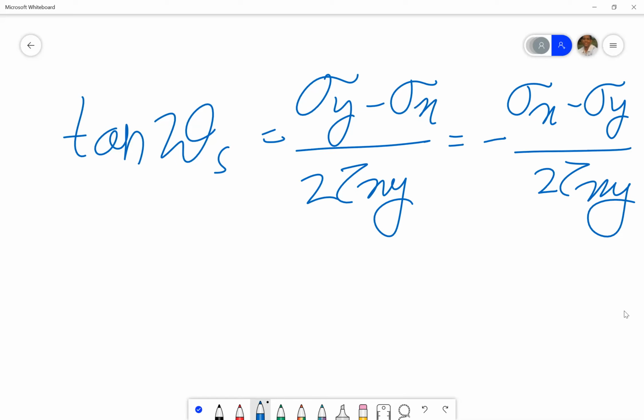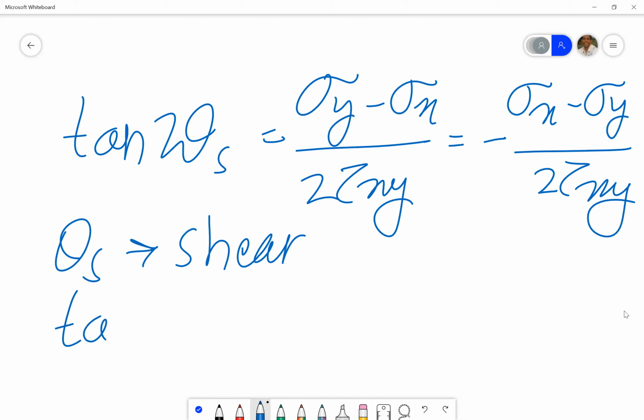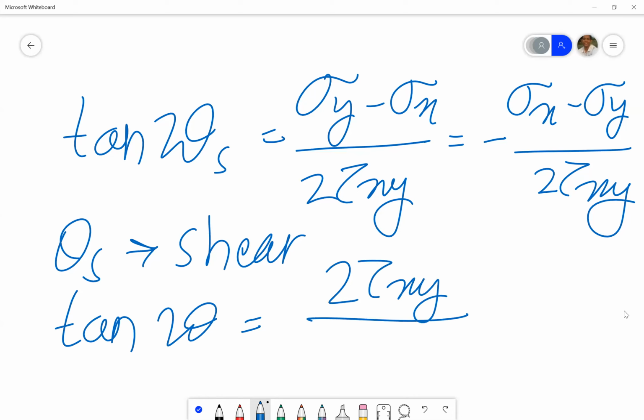This is the tan theta value for maximum shear stress. So why are we using theta s? Theta s notation is used for shear, because previously we developed an equation in terms of tan 2 theta. For the principal plane, we derived the equation of tan 2 theta, and found that tan 2 theta is equal to 2 tau xy by sigma x minus sigma y.